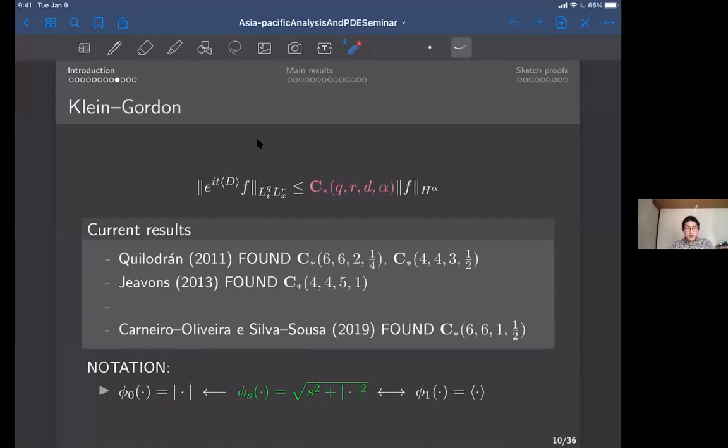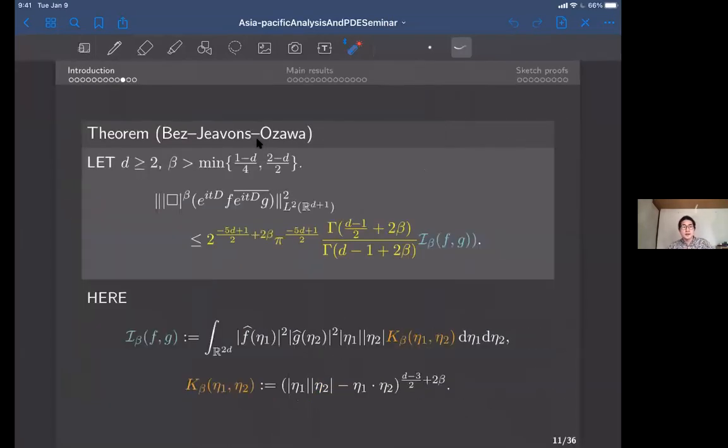So before I show you our math, it may not be the worst idea to spend a little bit of time on the results by Bez, Jeavons, and Ozawa to see what's similar to or different from our result. So this is their main result. For some beta, they got this bilinear estimate. On the right-hand side, you have the null-form. This can be like this, beta.